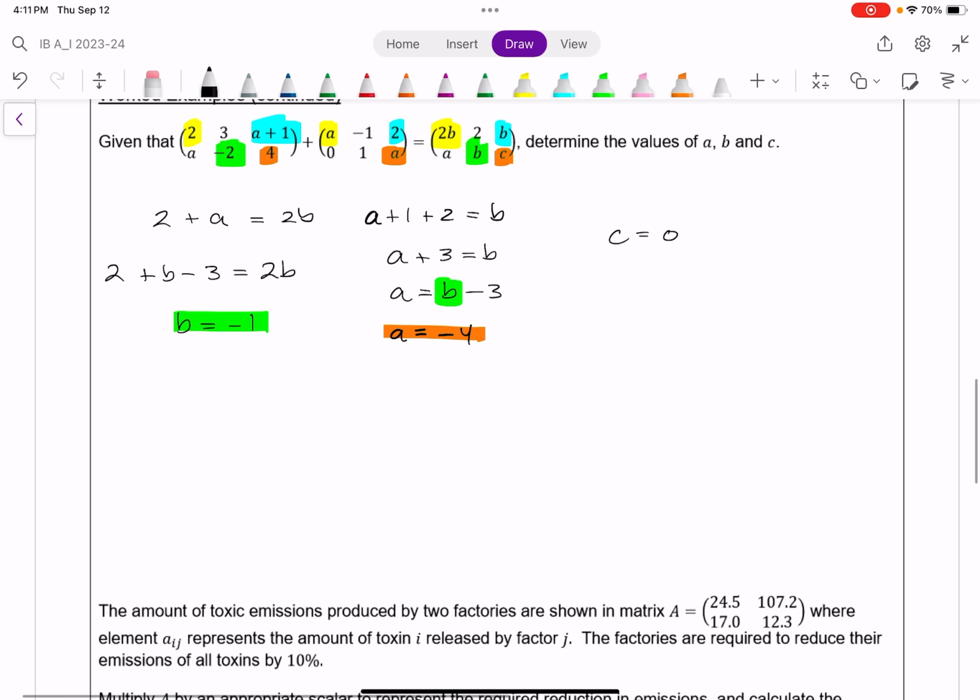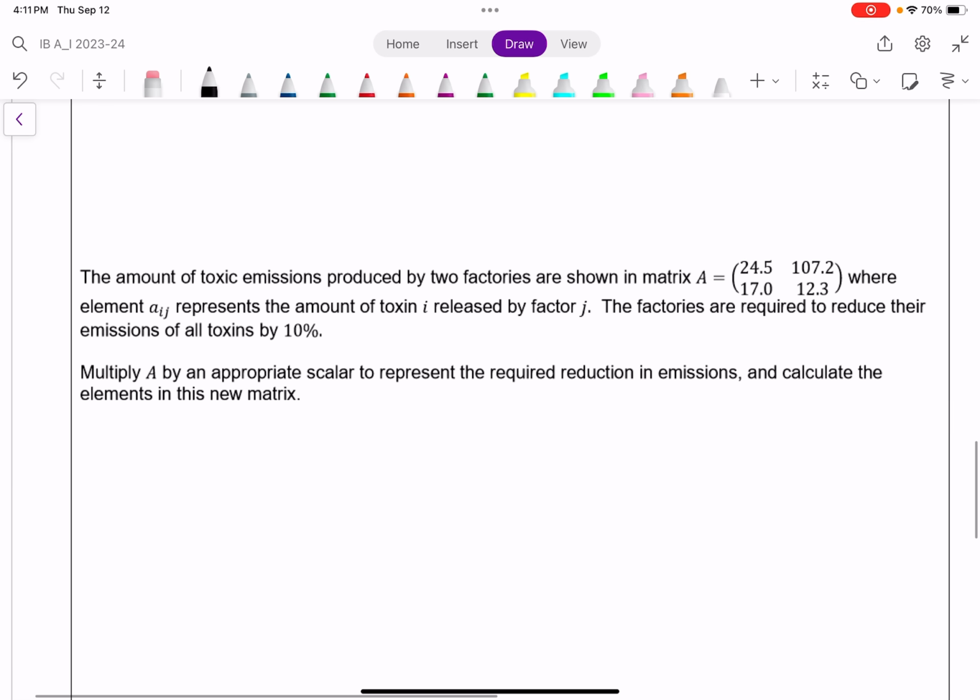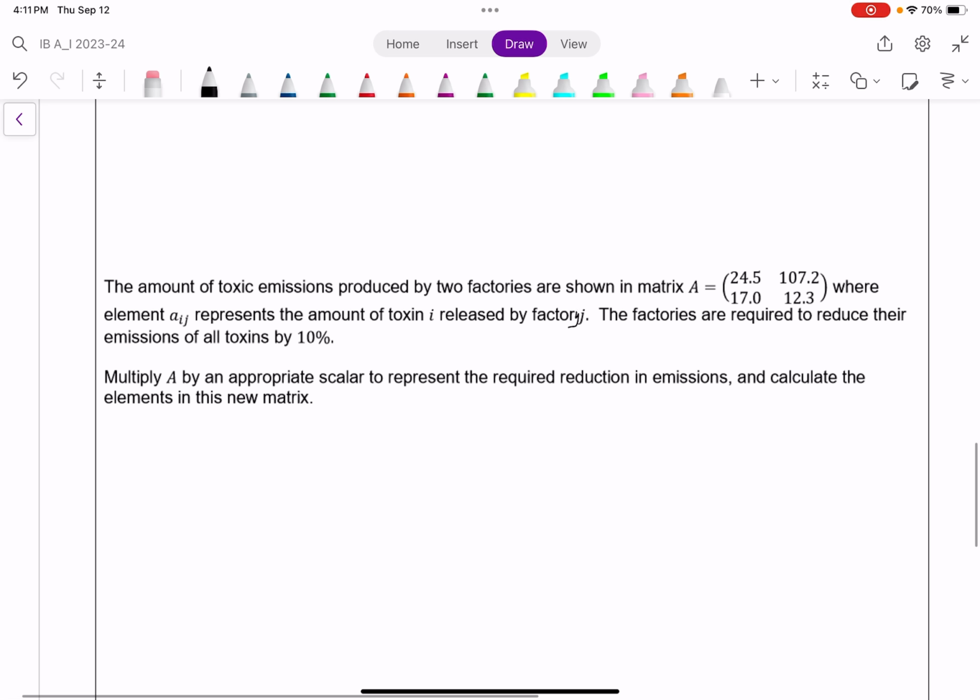Lastly, we will see more and more applications with matrices. This is the early stages of it. But I have a matrix here that represents the amount of toxic emissions produced by two factories, where element I,J represents the amount of toxin I released by factory J. Factory, I should say factory. I'm sure you don't care.